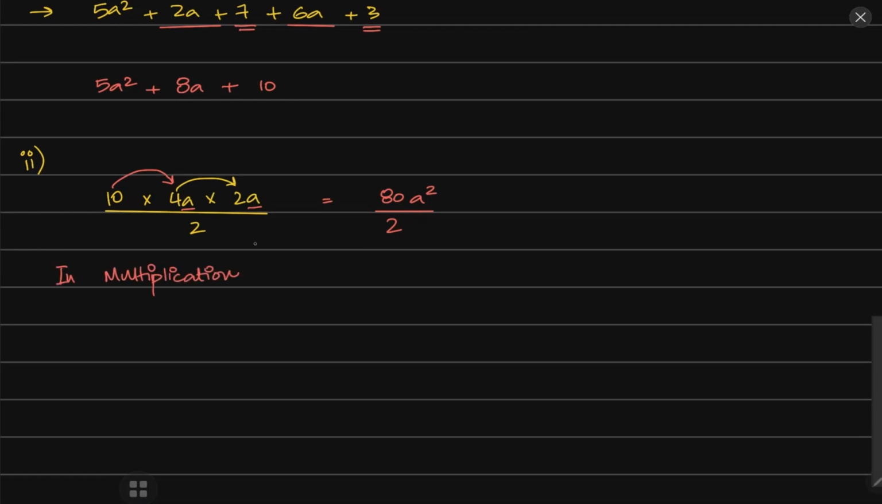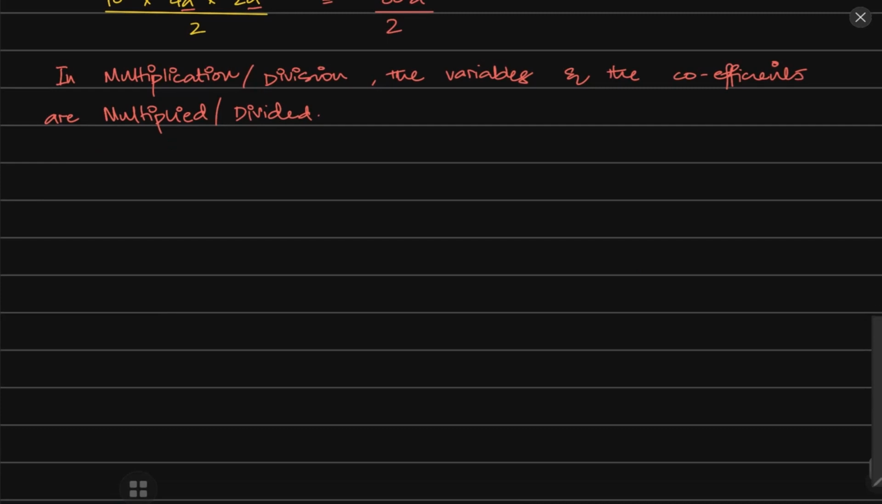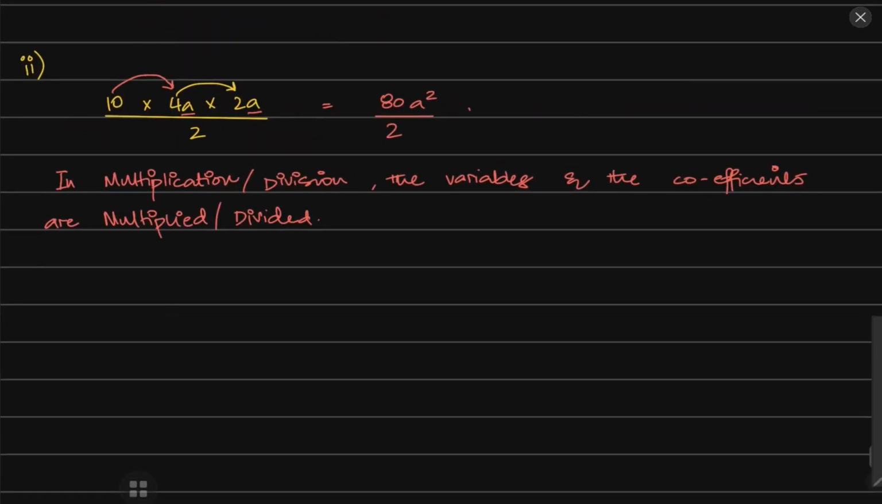Multiplication or division: the variables and the coefficients are both multiplied and divided. There you go. And now, in the end, if you further simplify, you get 40a squared, since you have division happening there.